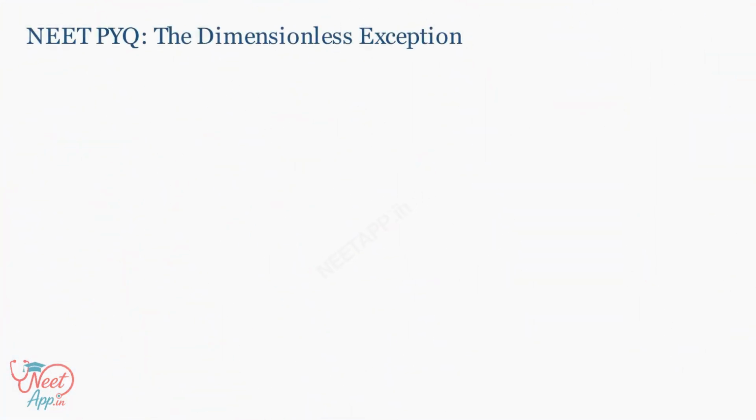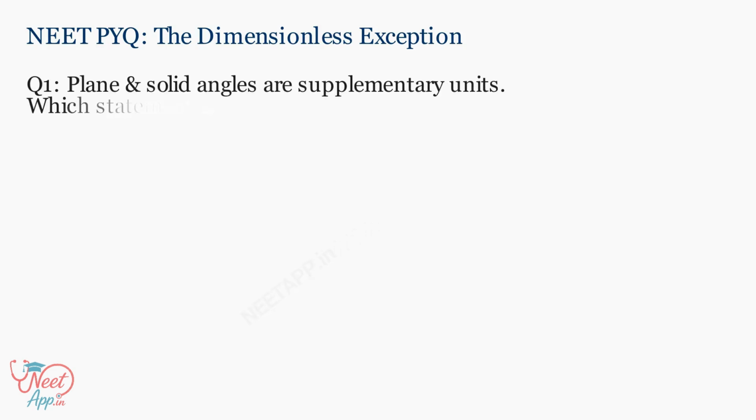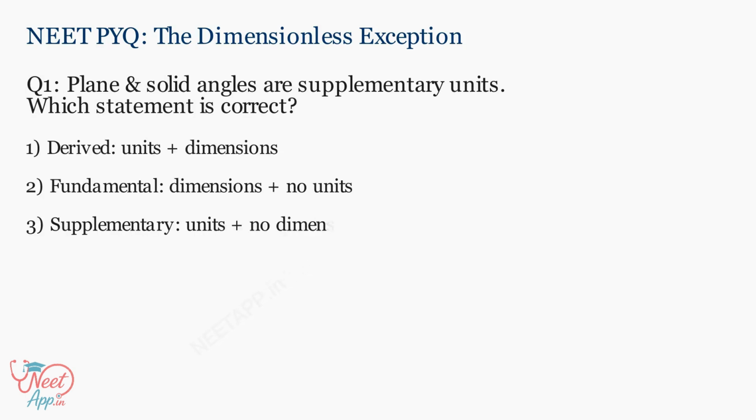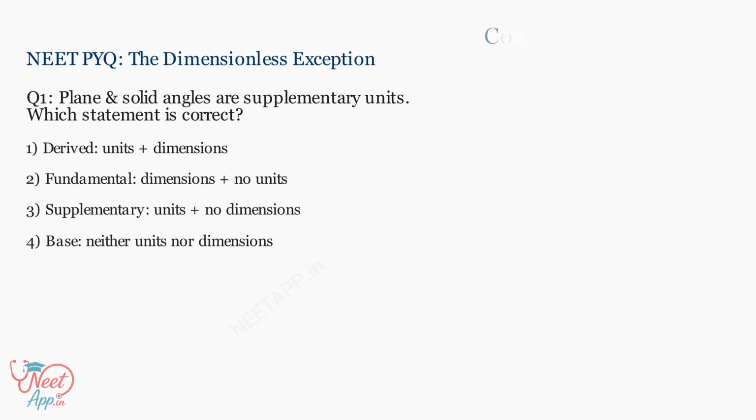Let us tackle question number 1, straight from the NTA playbook, the dimensionless exception. Plane angle and solid angle are classified as supplementary units. Which of the following statements is correct regarding their physical nature? Let's do a quick concept check and look at the geometry.